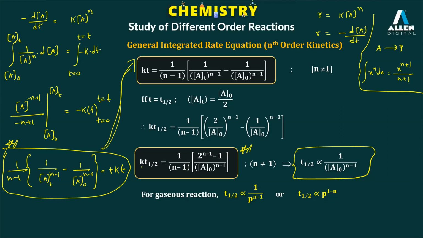Infinity. Yes or no? If n is equal to 1, then it becomes a first order reaction or not? Yes. If n is equal to 1, this is a first order reaction. If it is a first order reaction, you will get the formula integral 1 by x dx.